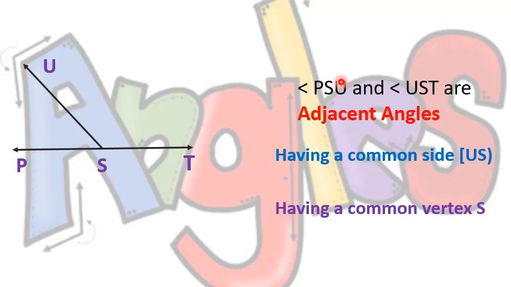Okay, so if we look at the name of the angles, you can see in the middle we have S and S. They have the same vertex. And if we look at the side SU and US, we have the common side.